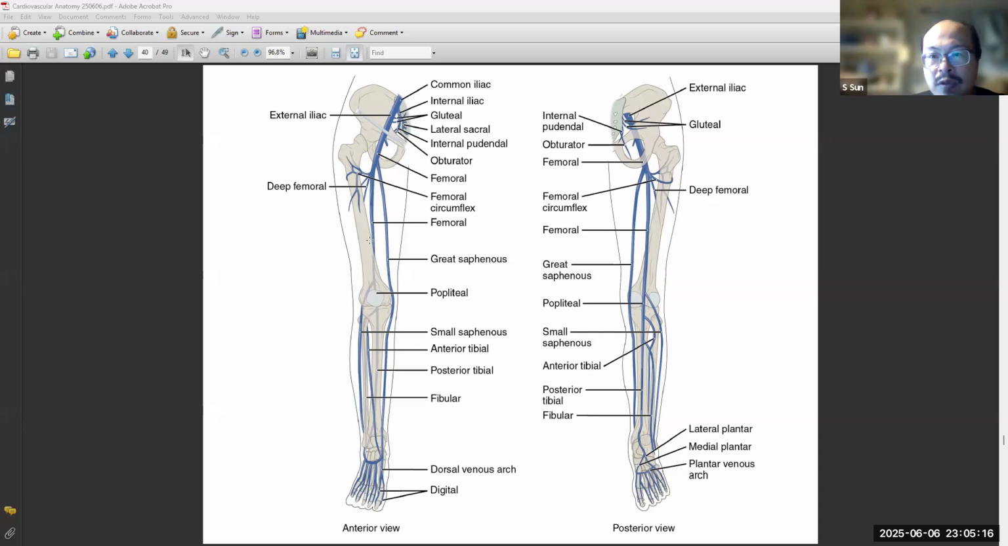For the superficial ones, we have the saphenous. In the thigh, we call it the great saphenous. In the lower leg, we call it the small saphenous. So the small saphenous and great saphenous are the superficial veins. For deep veins, we have the femoral, and then it connects with the popliteal veins, and then you have the anterior tibial and the posterior tibial. That's very much like the branches in the artery.